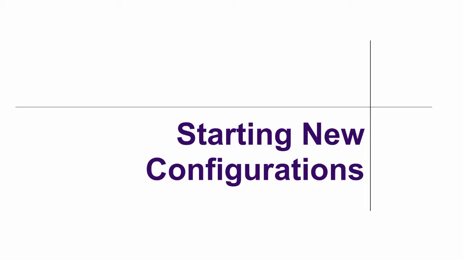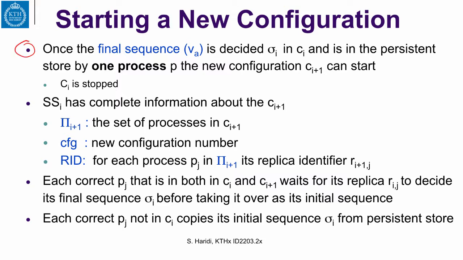We look now to how we start new configurations. Once the final sequence, which is VA, is decided in configuration CI, and it is in a persistent store by one process, for example, P, we can then start the new configuration CI plus 1. This is because now we have the final sequence, and from it we can start executing in the next configuration.